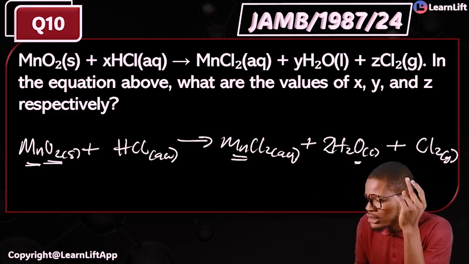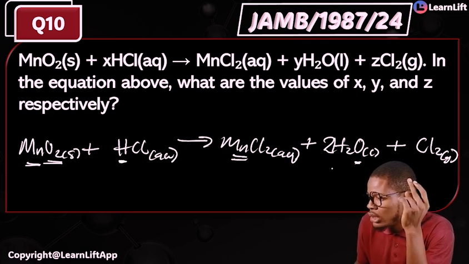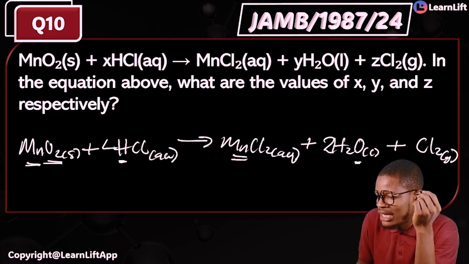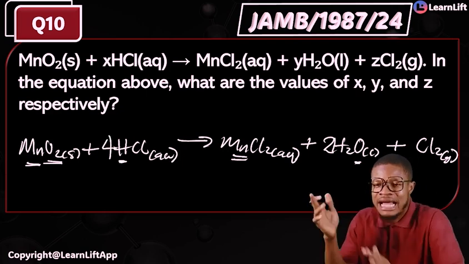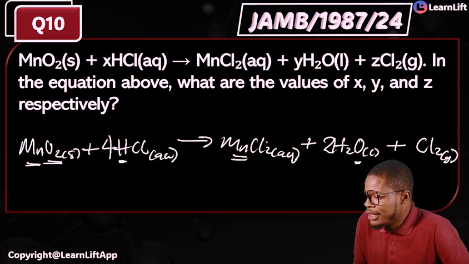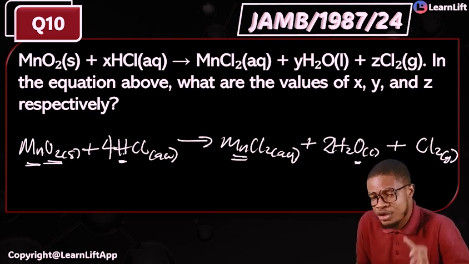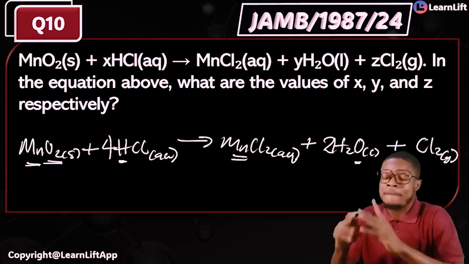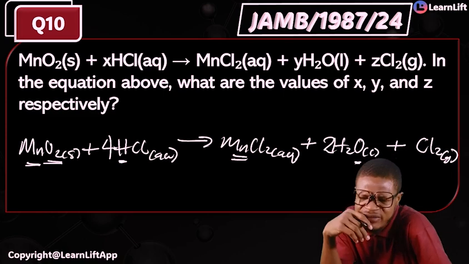Come down to hydrogen. How many hydrogen do we have here? 2. How many hydrogen do we have here? 4, right? So if I add 4 here like this, that guy is already balanced. Now, hydrogen is balanced, how many chlorine here? 4 on the reactant side. Chlorine on the product side, it is 2 plus 2, that's 4. Balanced. The equation is balanced. Easy and direct.